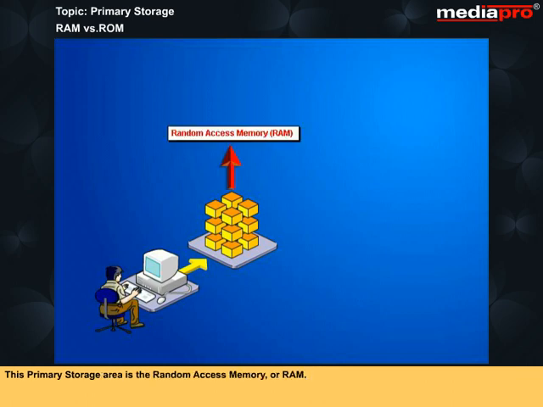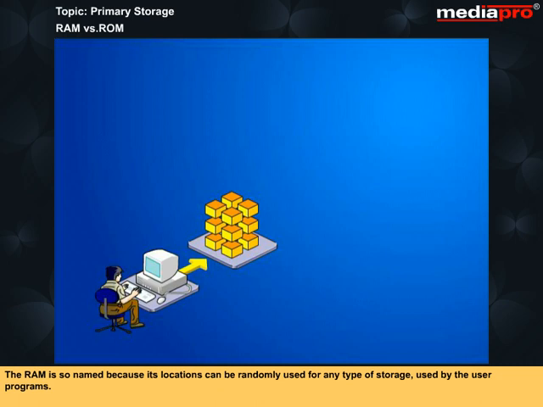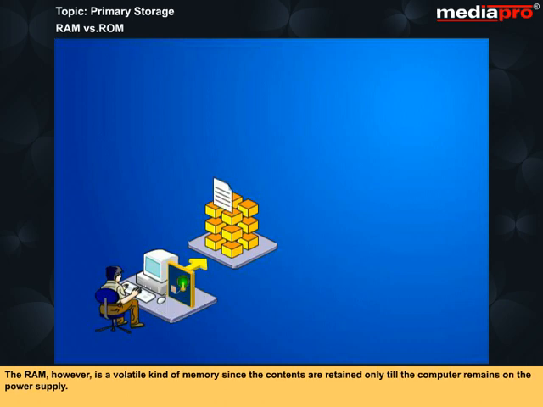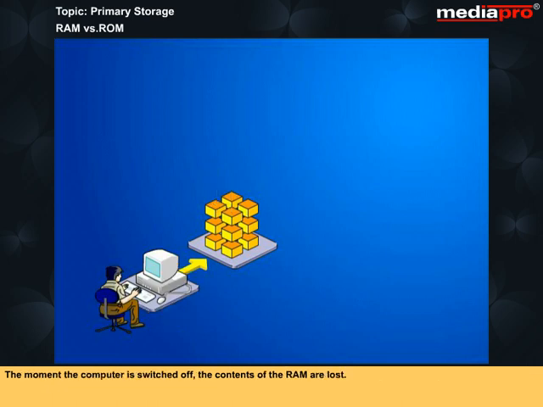This primary storage area is the random access memory, or RAM. The RAM is so named because its locations can be randomly used for any type of storage used by the user program. The RAM, however, is a volatile kind of memory since the contents are retained only till the computer remains on the power supply. The moment the computer is switched off, the contents of the RAM are lost.